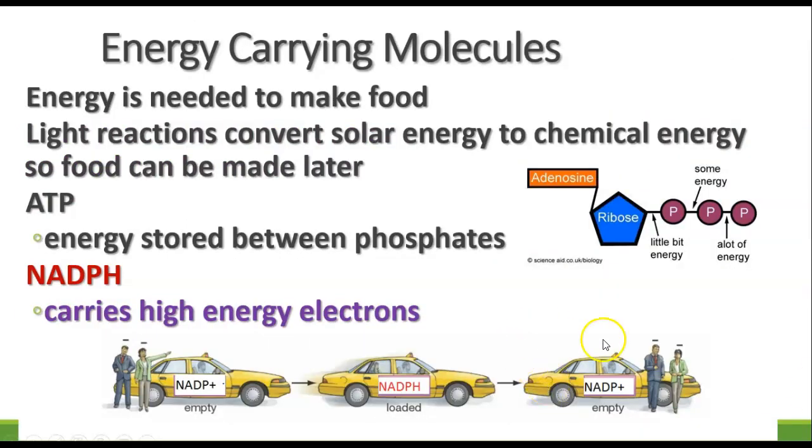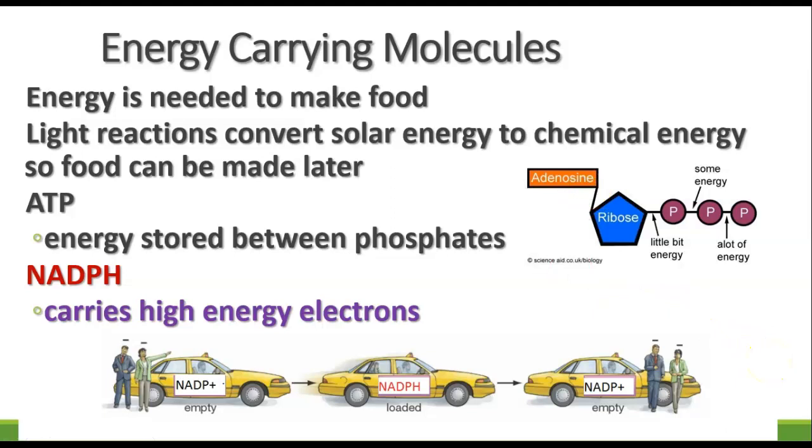Of course, we know that we need energy to make food, and we know also that the most common form of energy currency in cells is ATP, in which the energy is stored between the phosphates attached to the adenosine main part of the molecule.